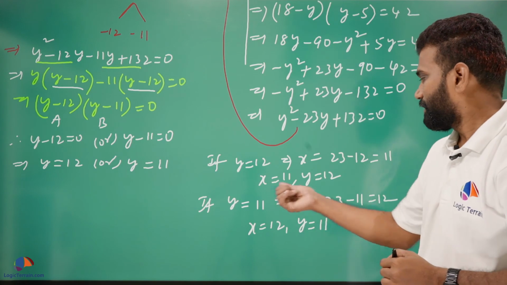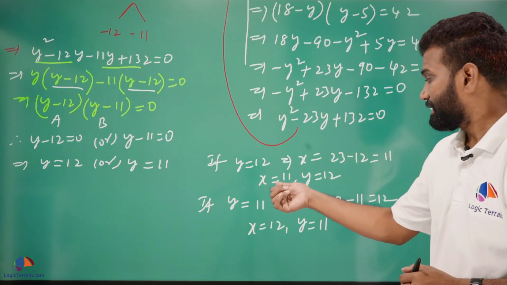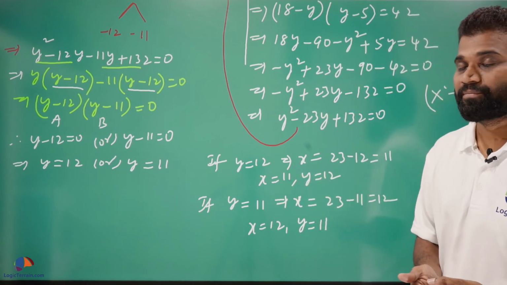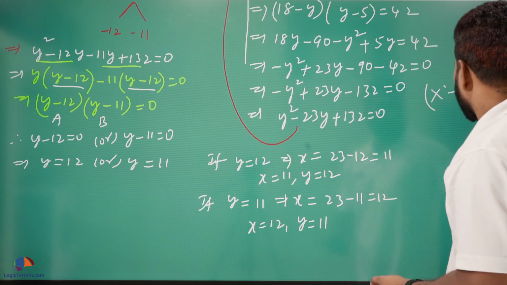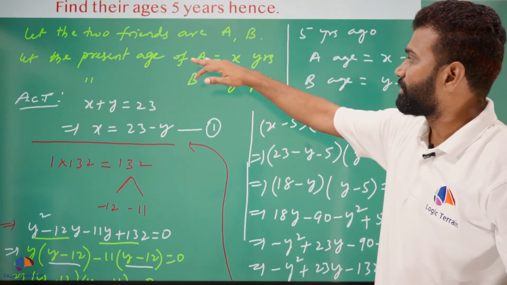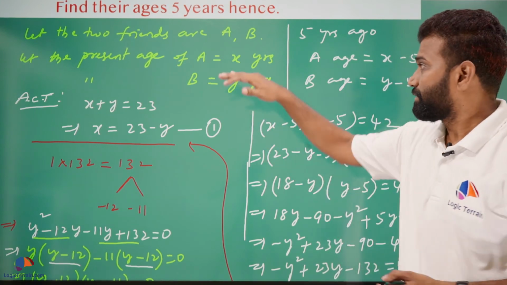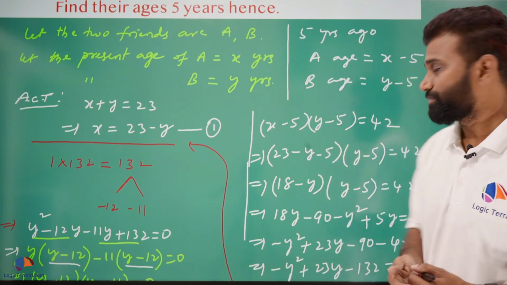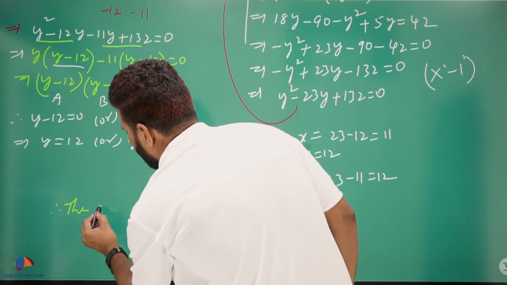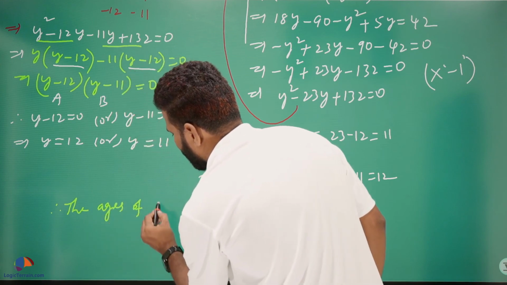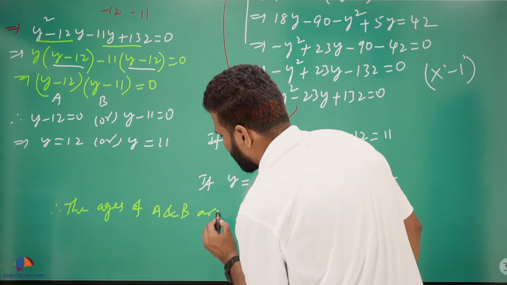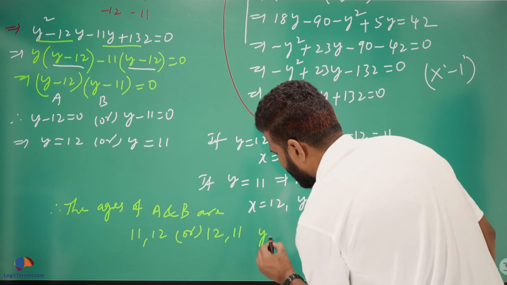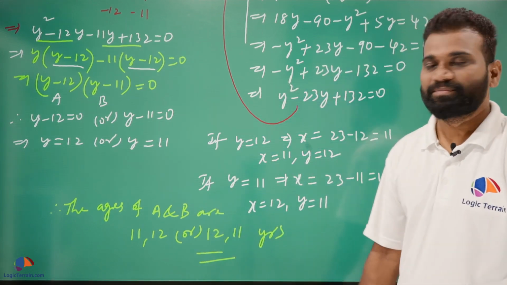So we got the X value and Y value, that is either X is 11, Y is 12, or X is 12, Y is 11. Anyhow their sum is 23 only. Clear? So therefore the ages of A and B are either A 11, B 12, or B 11, A 12 years. Clear? Therefore the ages of A and B are 11, 12 or 12, 11 years. Clear? This is it.